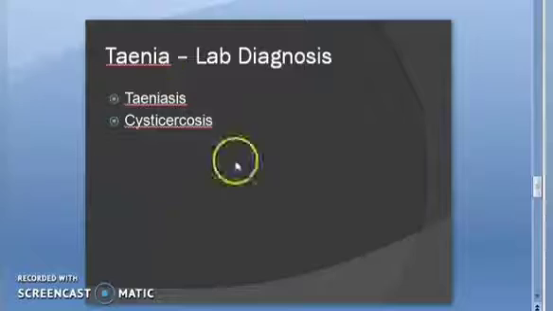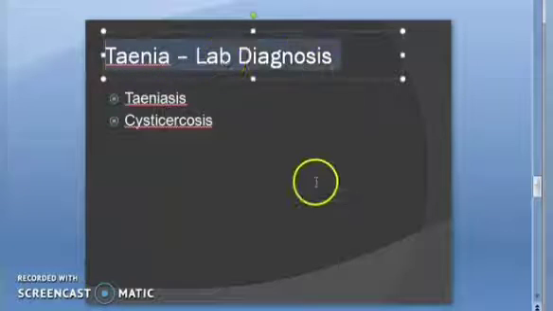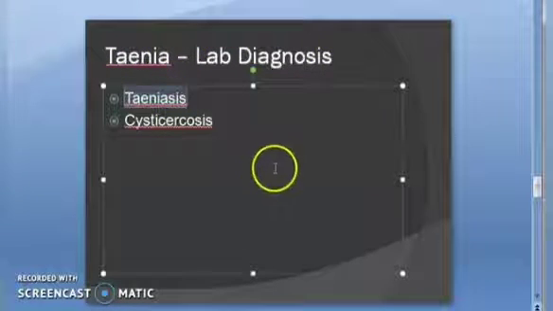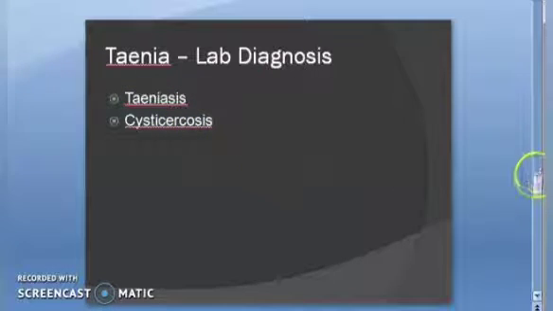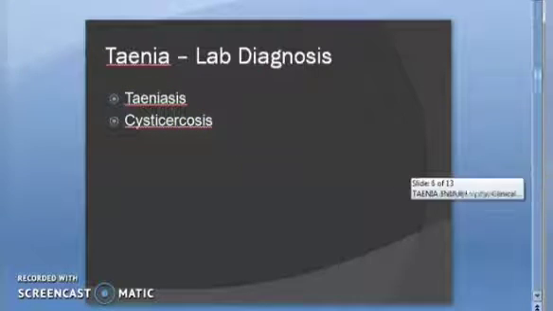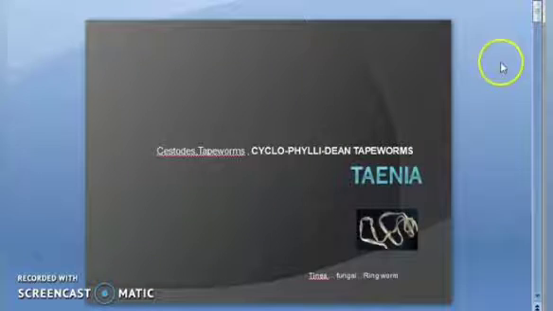Hello, welcome. We are looking at the lab diagnosis for tinea. We will look at the lab diagnosis for teniasis and cysticercosis separately. Okay. First of all, let's take a quick recap of what we have seen so far.